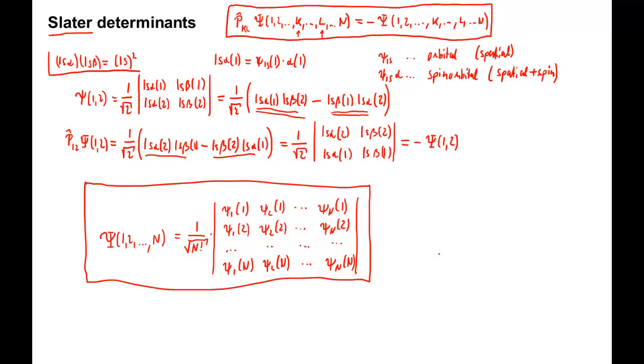In summary, Slater determinants are a simple and systematic way of constructing antisymmetric many-electron wave functions from products of one-electron wave functions. They work by writing down the spin orbitals as columns and the coordinates as rows in a determinant, and pre-multiplying by a normalization factor of 1 over square root of n factorial.